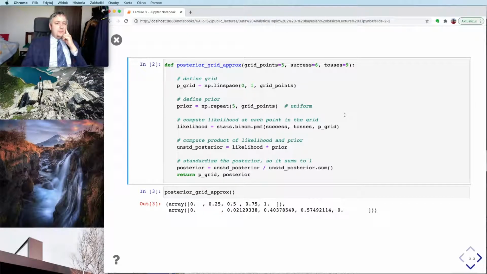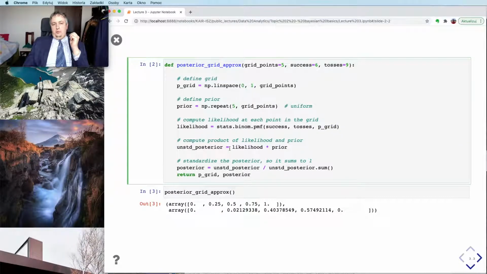Okay. So in order for everything to fit for that, there's some hard coding, but it really doesn't matter because we are standardizing at the end anyway. Then we compute the likelihood using the binomial distribution, which we use from stats in SciPy. So we get the binomial probability mass function, providing the number of successes, number of tosses, and values on the grid. So it computes all of those probabilities.